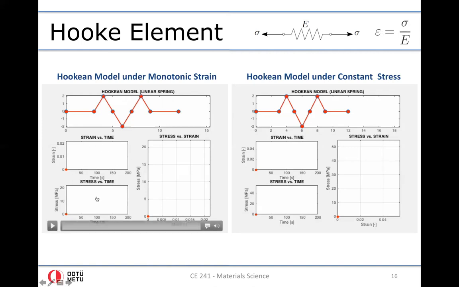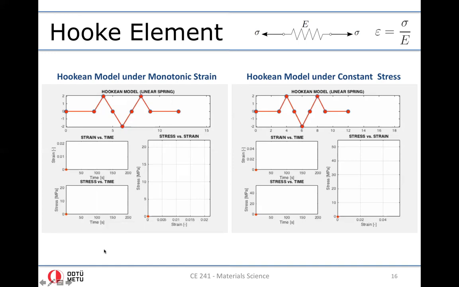So in this movie, I'm going to show you several movies here, and in each movie we have on the top the rheological model, in this case the Hookean model, and here we have the strain time diagram, and underneath we have the stress time diagram, and in the lower right part of this panel, we have the stress versus strain diagram.